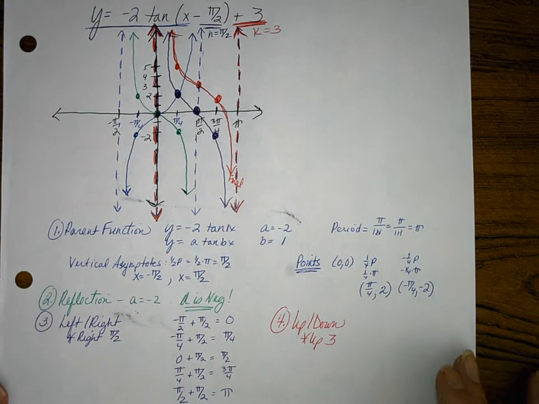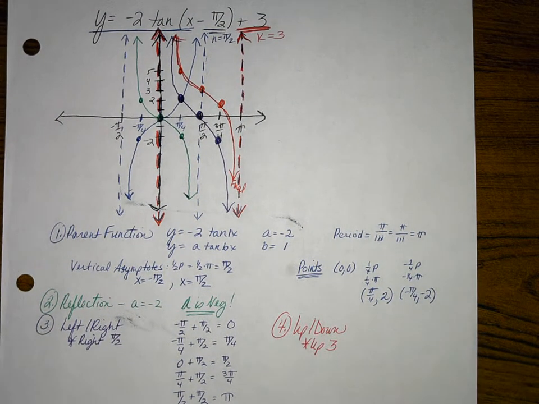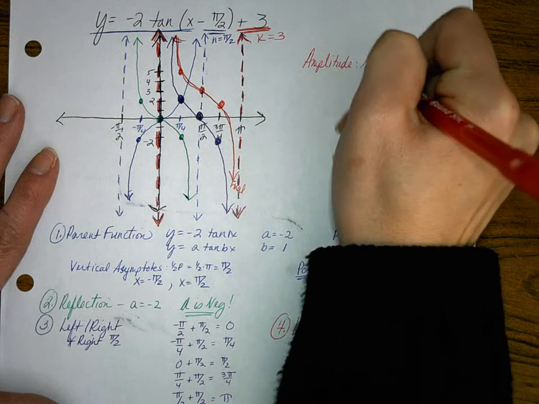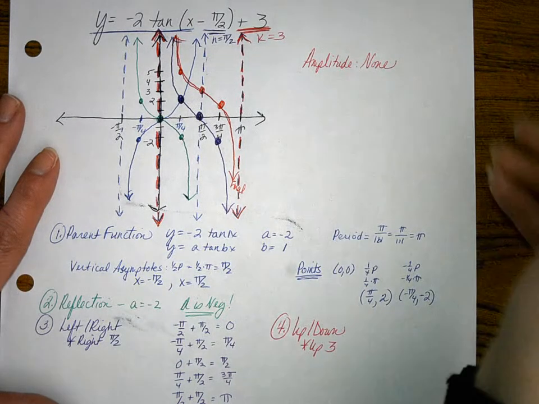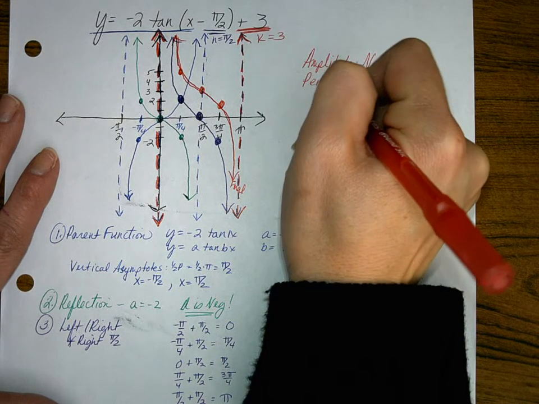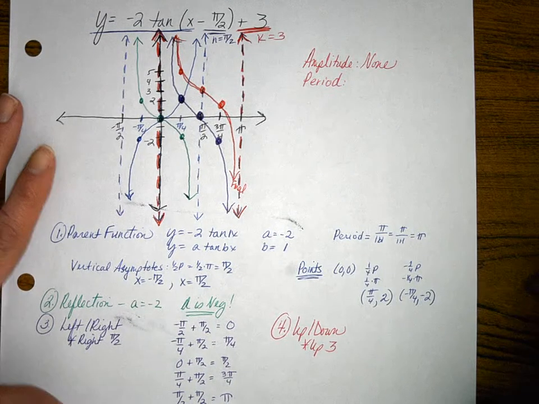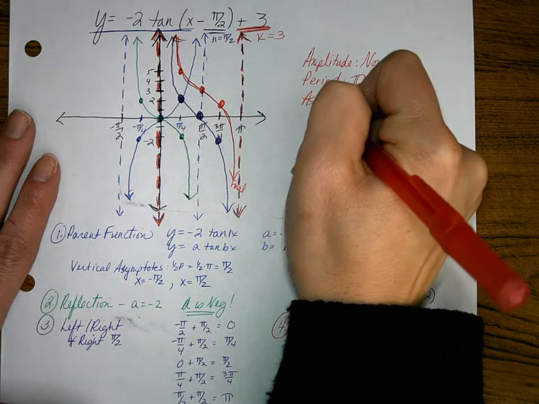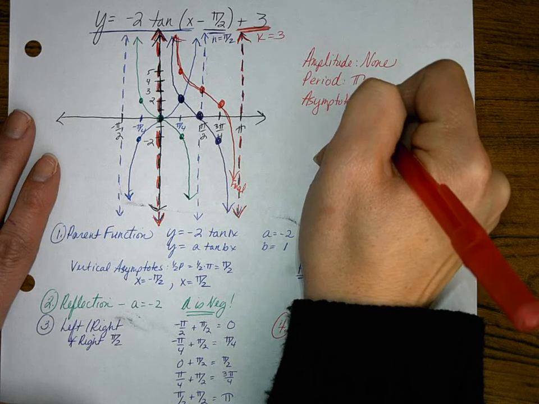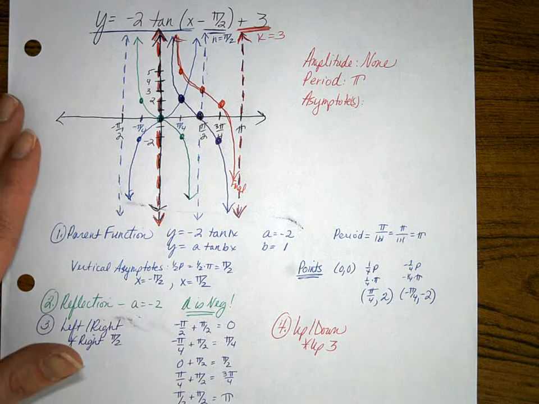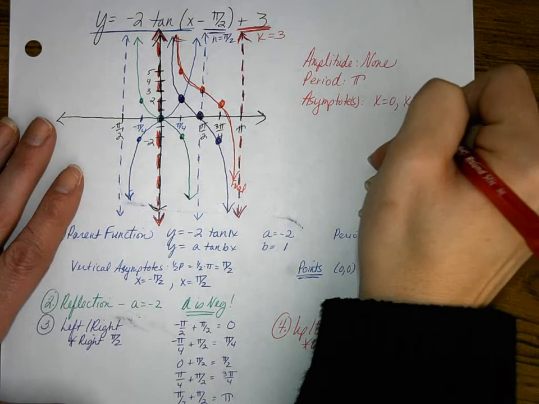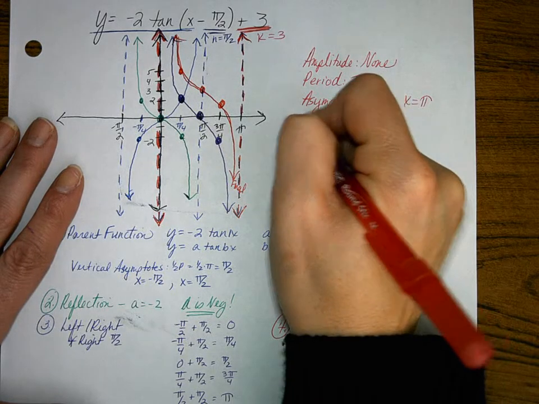Now, do not forget, I am going to continually ask you the same questions over and over and over. What is the amplitude of this graph? None. Tangent has no amplitude. It has no maximum or minimum. All right. What is the period of this graph? The distance from one asymptote to the next asymptote is pi. All right. Are there any asymptotes? Where are they? All right, x is equal to 0, x is equal to pi. All right, how about my domain?